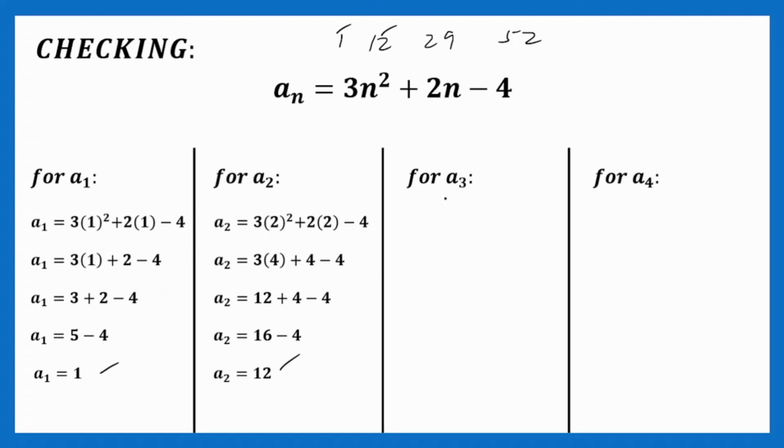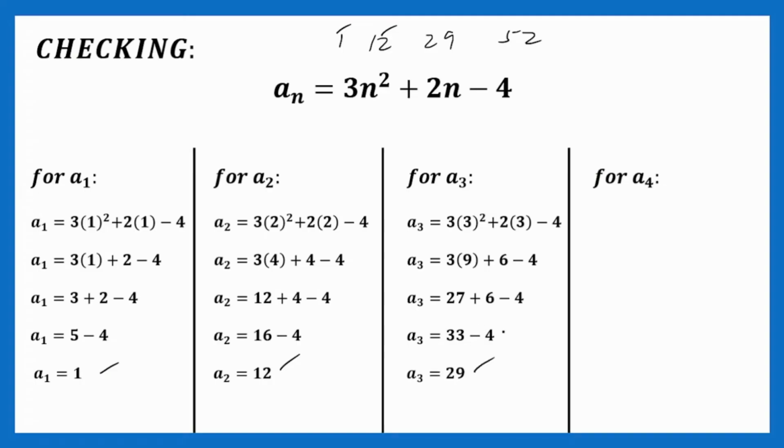Next, for a sub 3, palitan ng 3 lahat ng n. Ayan. So, work on this one muna, this part. 3 squared is 9. This is 3 times 3. 3 times 9 is 27. Ito pa. 2 times 3 is 6. 27, ito. Bring down, bring down. 27 plus 6, that is 33. Minus 4, that is 29. So, lumabas. Alright. Last one.